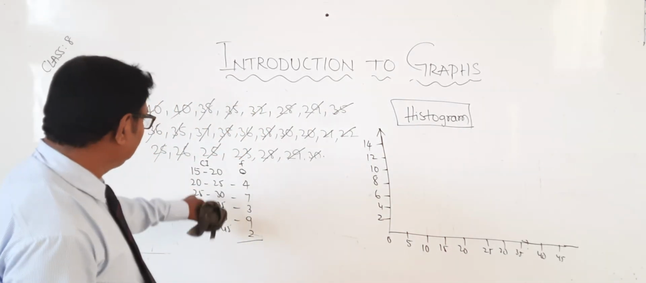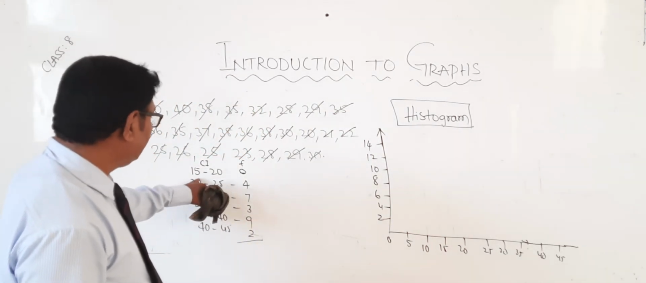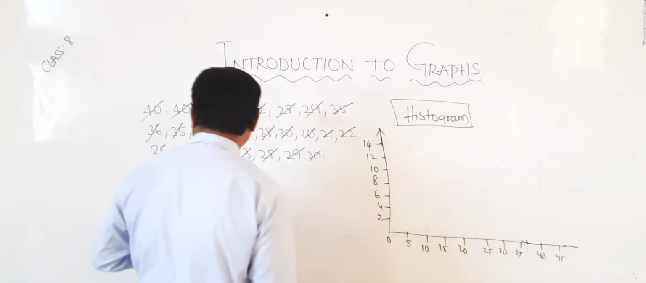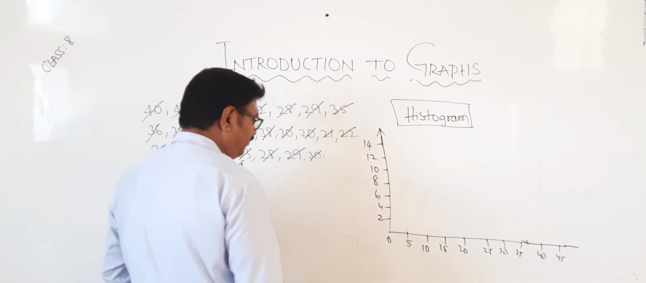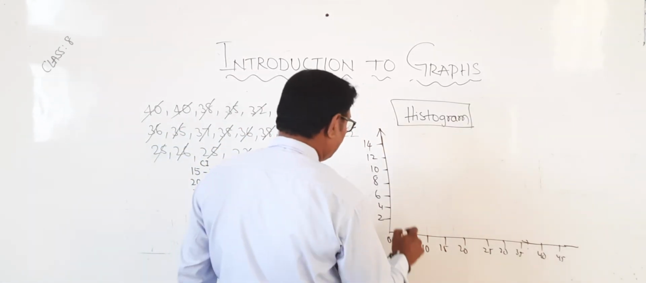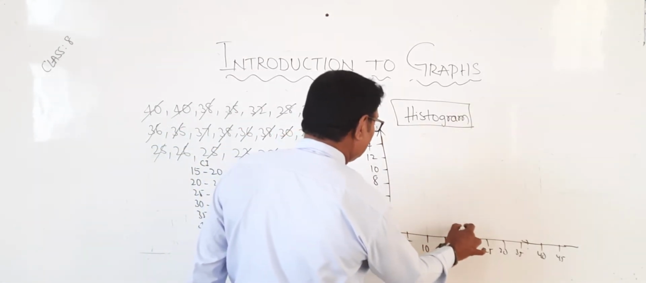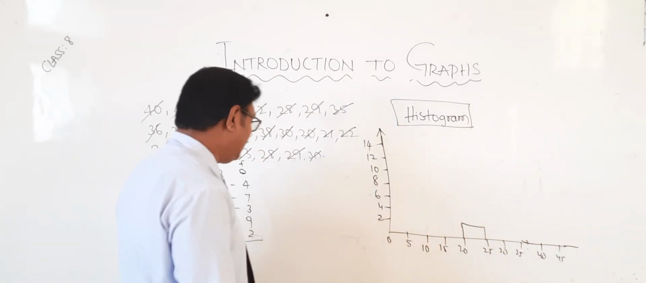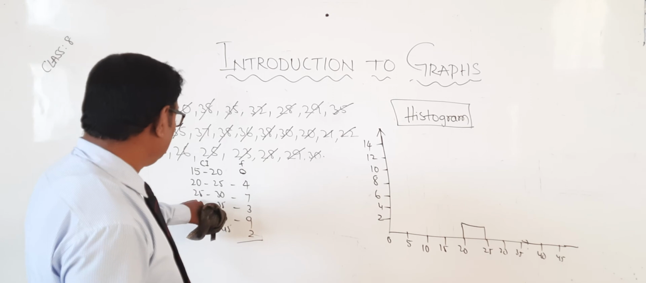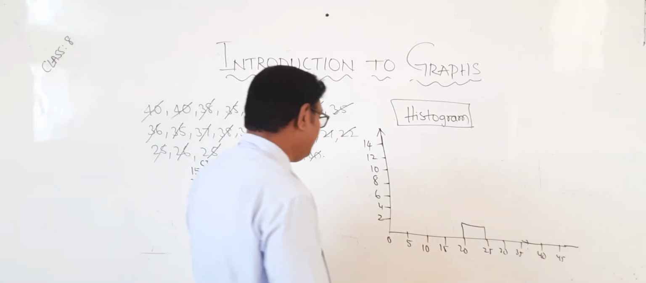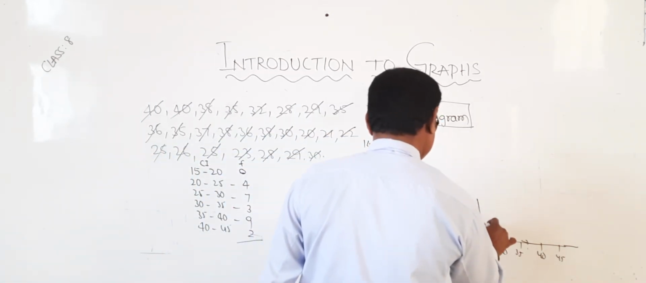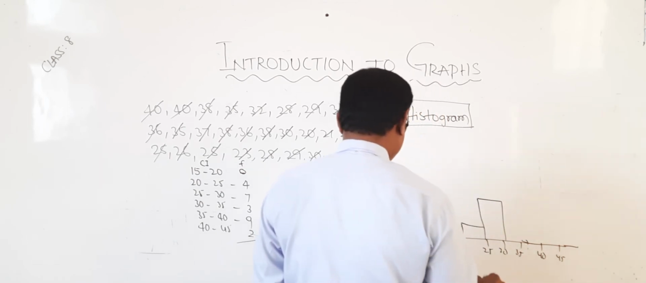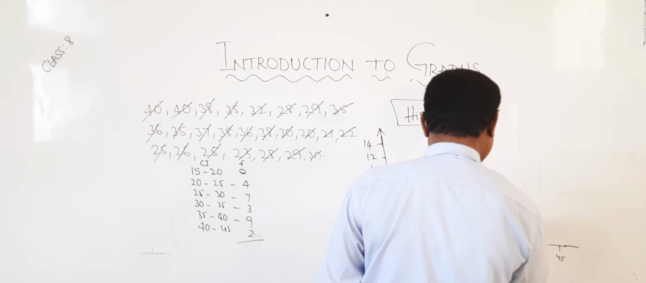Very simple. Now 0 to 5, nobody is there. Directly we should go for 15 to 20, nobody is there. Now 20 to 25, how many are there? 4 are there. 4 means 20 to 25, like this. Okay? Next 25 to 30, how many are there? 7. Yes. Next 3 members. 3 means like this.